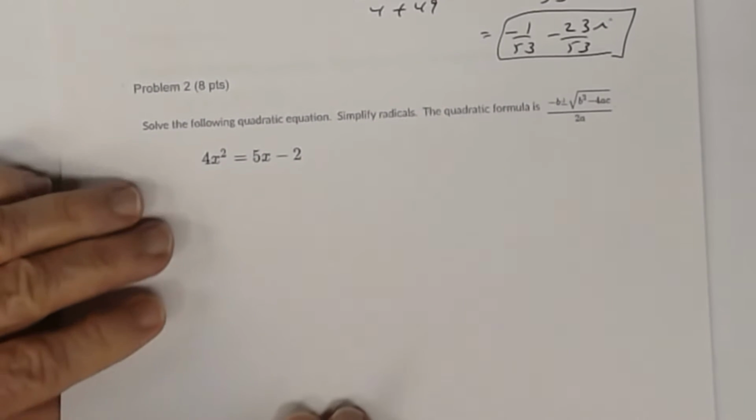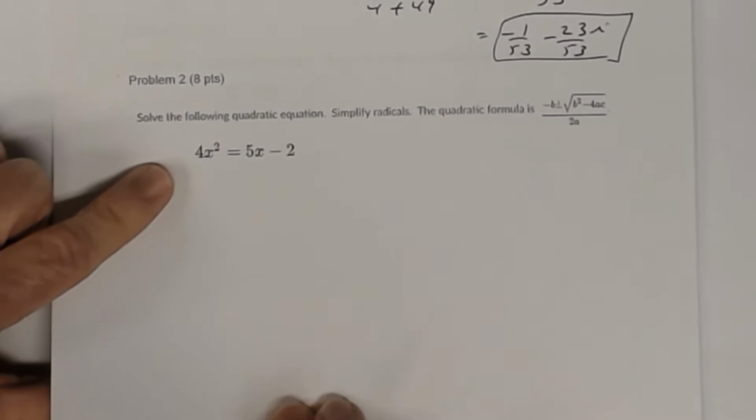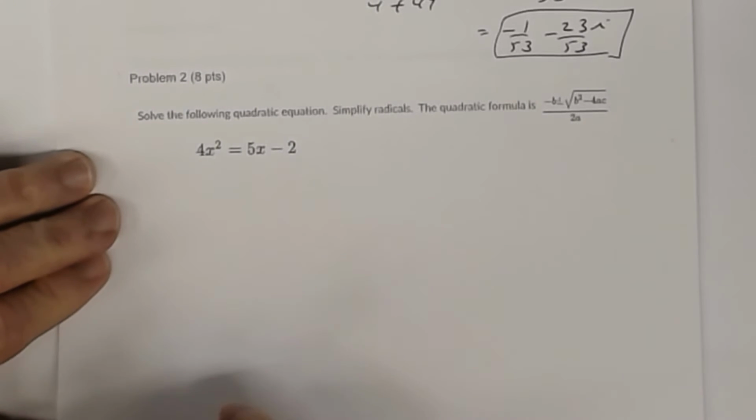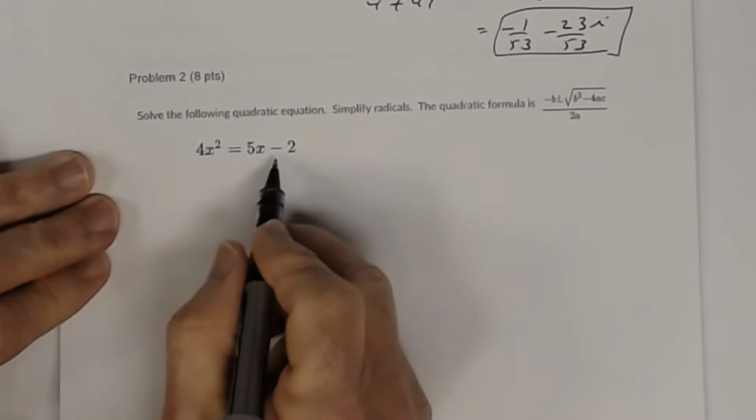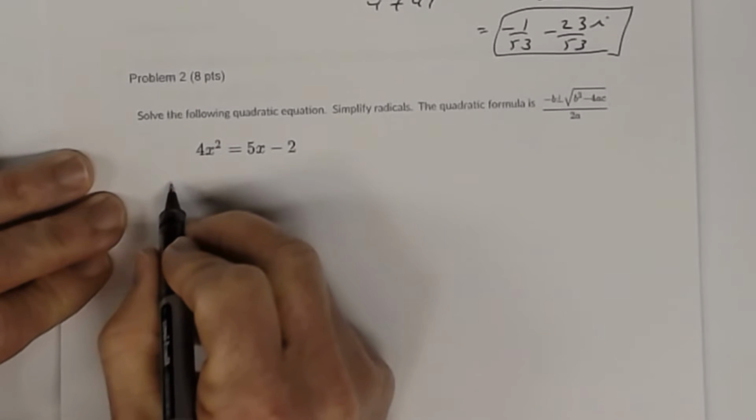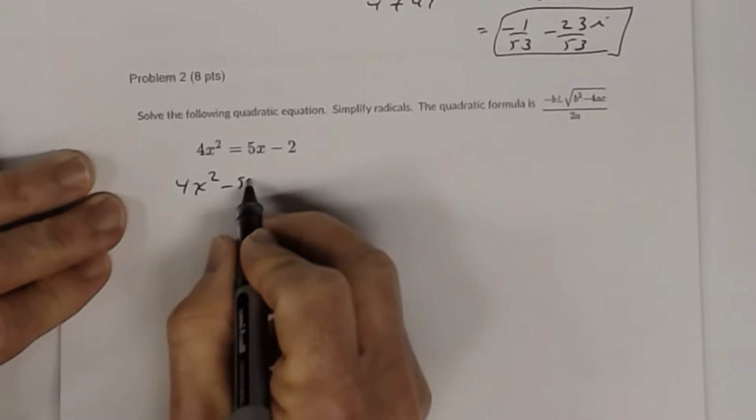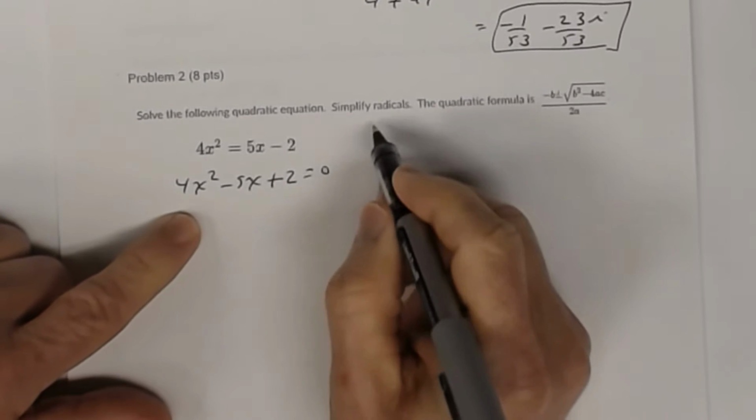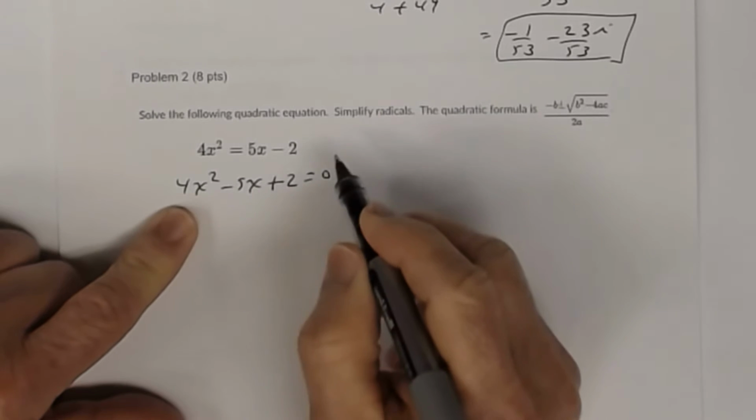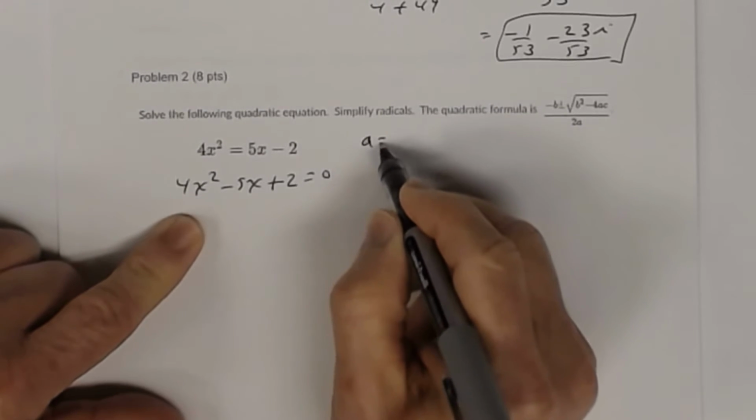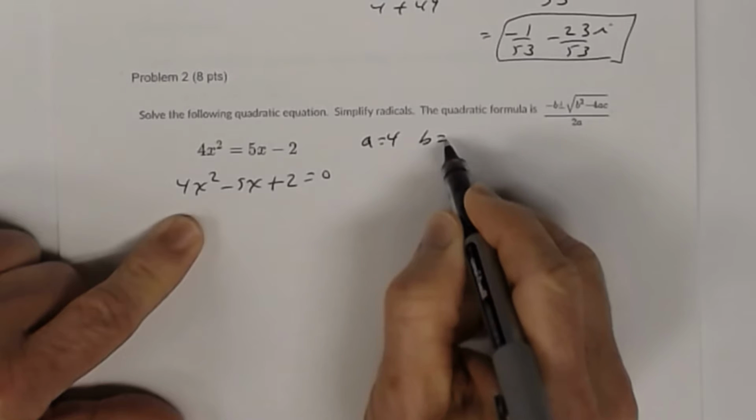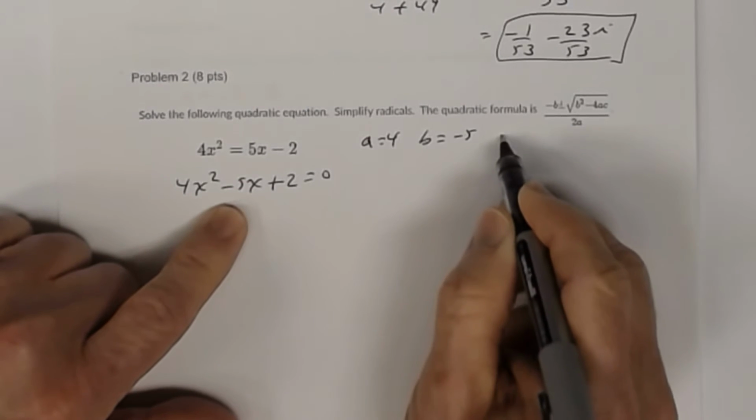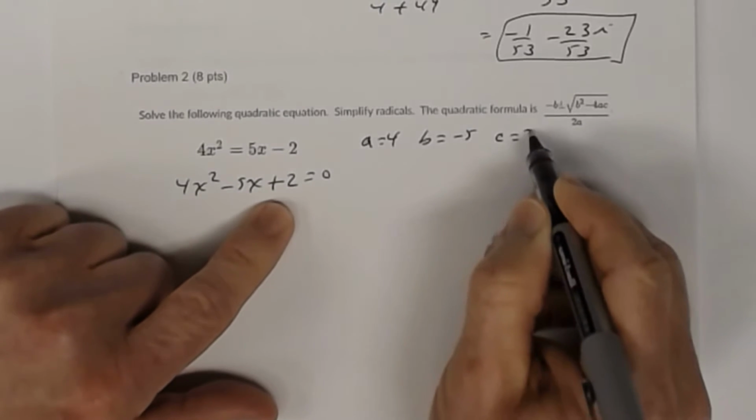Now, number 2, that's an easy one in the fact that you're solving this quadratic equation. And so let's just go ahead and use the quadratic formula. So I'm going to put this in standard form and bring all the terms to one side. So I get 4x squared minus 5x plus 2 equals 0. And so if you're using the quadratic formula, it's a good idea to denote what a, b, and c are. So a is the coefficient of x squared, so that's 4. b is the coefficient of the x term, so that's negative 5. And c is your constant, which is 2.